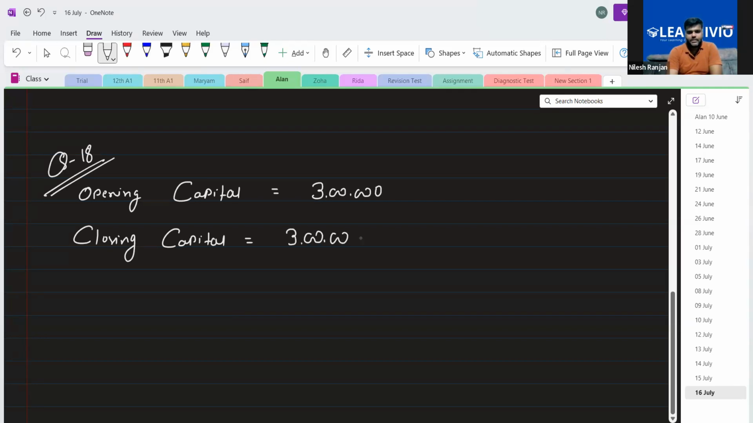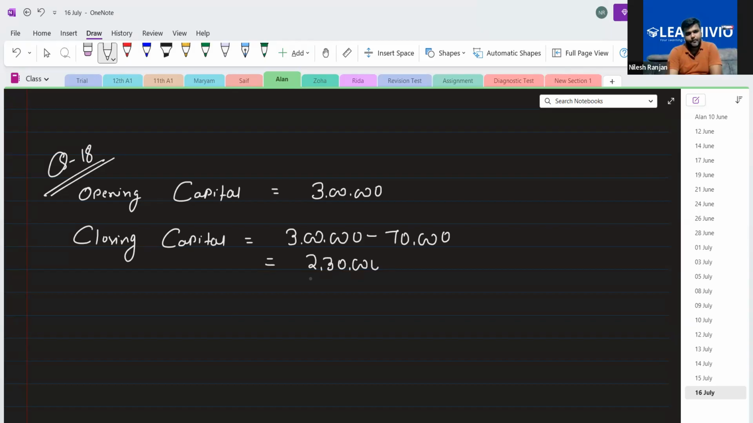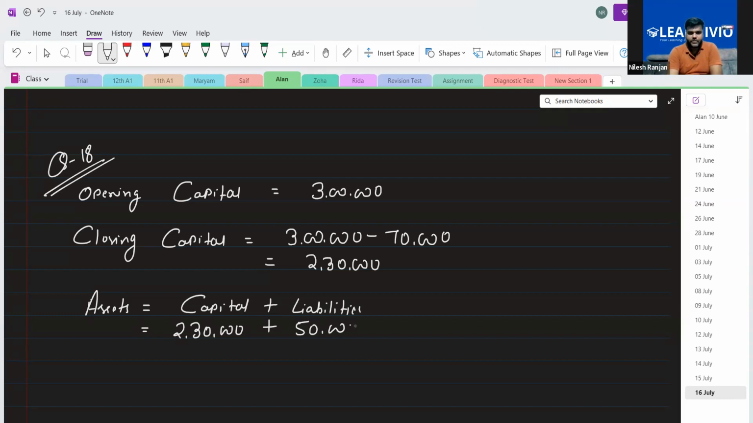So 3 lakh minus the loss of 70,000, this is closing capital, 2 lakh 30,000. Then assets equals capital plus liabilities. So here you write the closing capital amount, 2 lakh 30,000, plus liabilities 50,000. So it will be 2 lakh 80,000. Is that clear? Yes, yes.